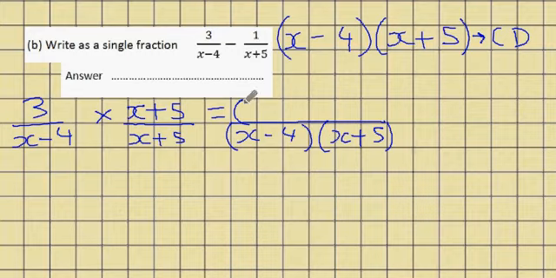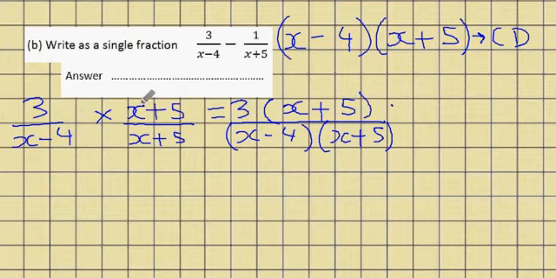For the moment, I think I'll just leave that. No, you know what, I'll do it all in one go. So I'll leave that as 3 times, in brackets, x plus 5. And I think, okay, I'll leave it like that for now.